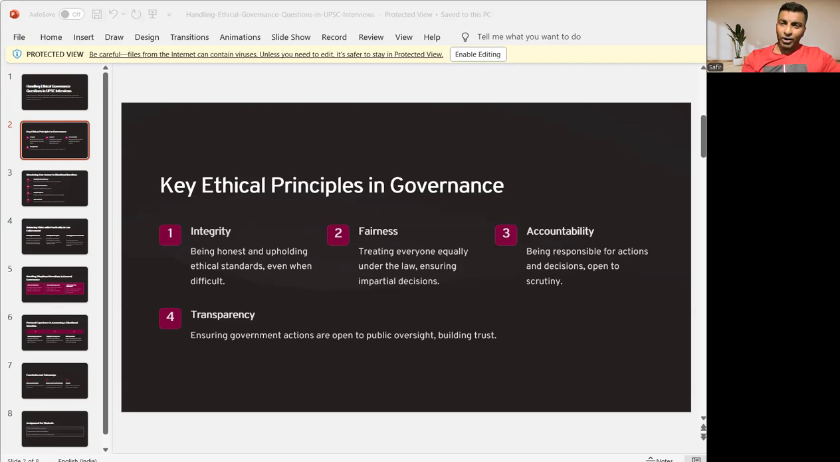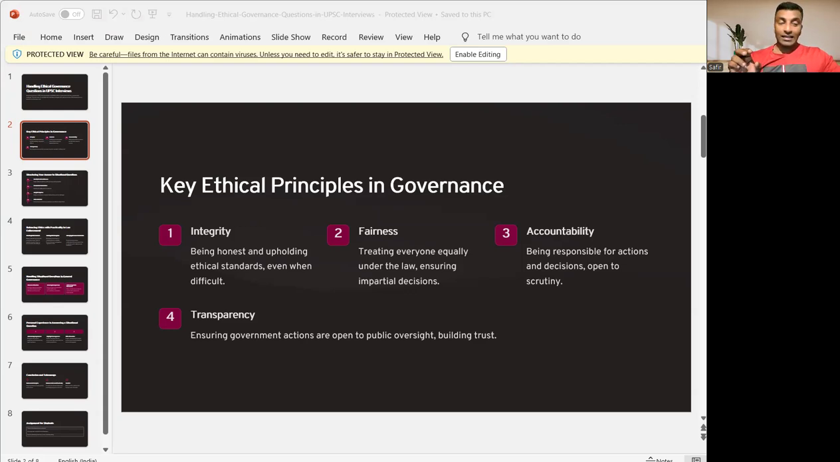So we'll briefly talk about this also. Integrity means being honest and upholding ethical standards even when it's difficult. In any circumstances, any situation, being honest is what you mean by integrity. And civil servants must always prioritize doing what's right over what's easy. So always keep this in mind.